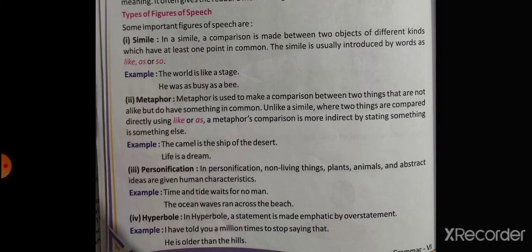Next is metaphor. Metaphor is used to make a comparison between two things that are not alike but do have something in common. Unlike a simile, where two things are compared directly using like or as, a metaphor's comparison is more indirect, stating something is something else. Like, the camel is the ship of the desert. Life is a dream. Here, in metaphor, the comparison is made between two things that are not alike but have many things in common.